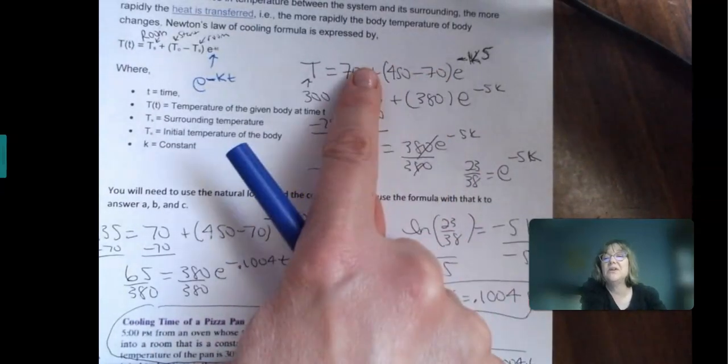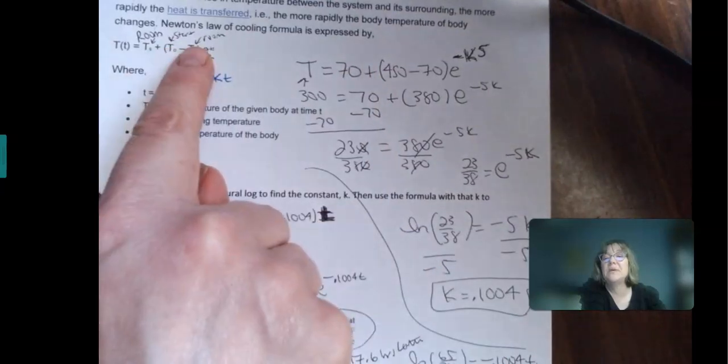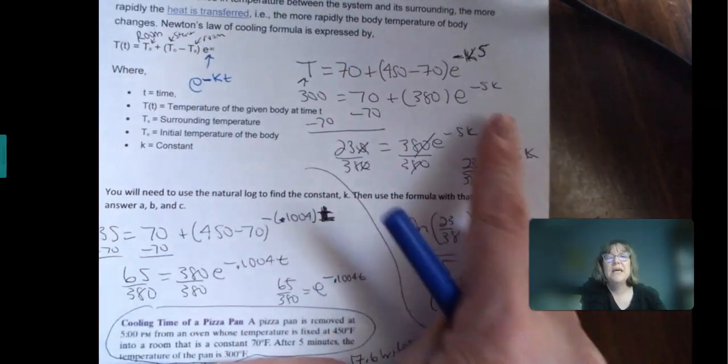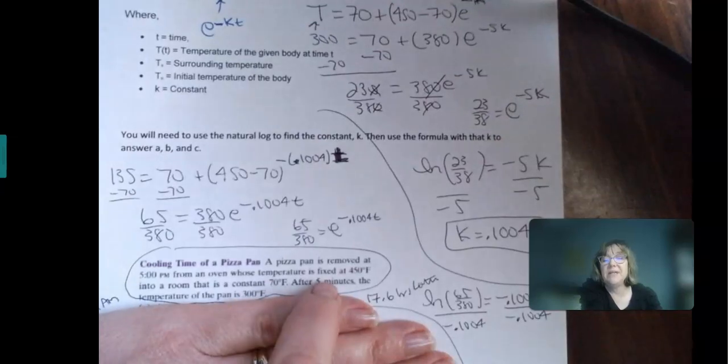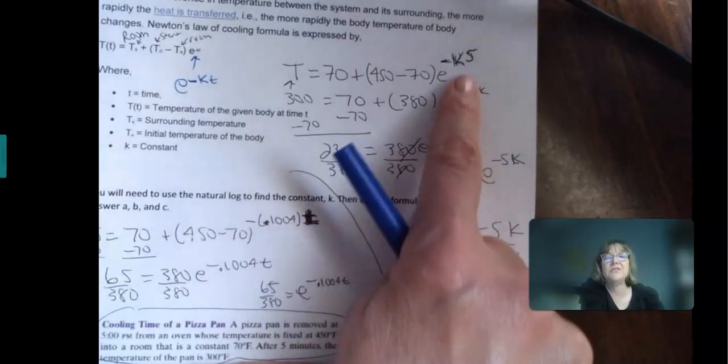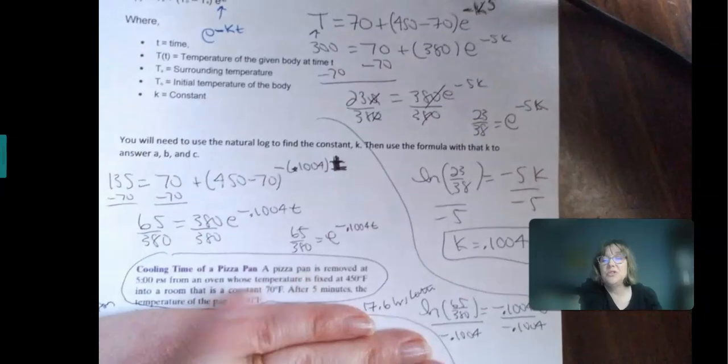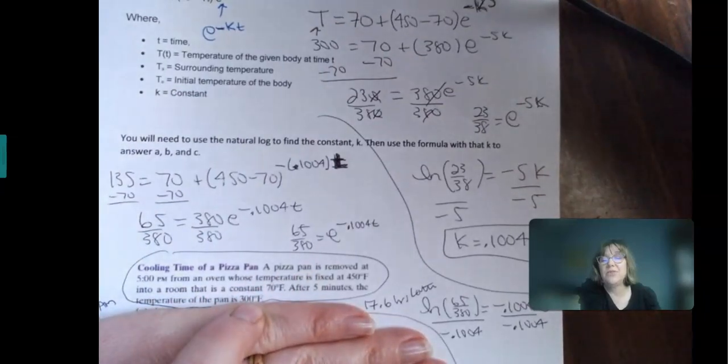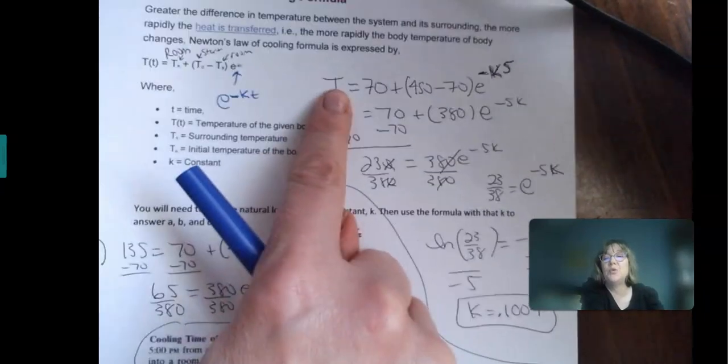So there's 70 there, 70 there, okay? That's your room temp, or your environment, whatever. E, you don't know K, but 5 minutes passes, so you're going to put a 5 there. And you do know after 5 minutes that it's 300 degrees. So you know the output, right?